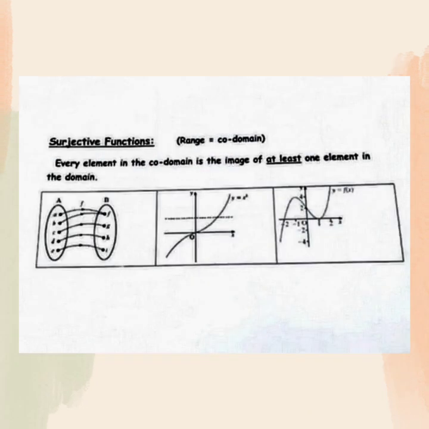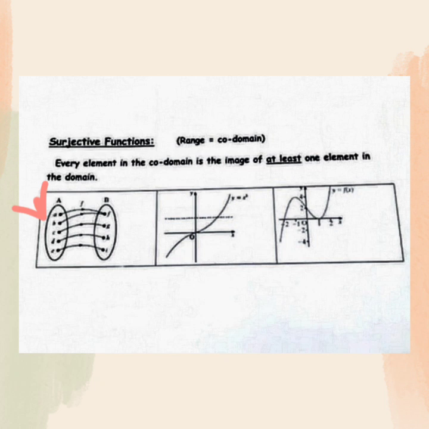Now, the next type of function is a surjective function. Every element in the codomain, here is the codomain, is the image of at least one element in the domain. Okay, so look at the difference between this and the injective function. This is a surjective function.